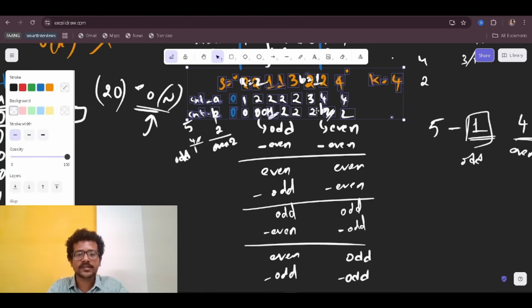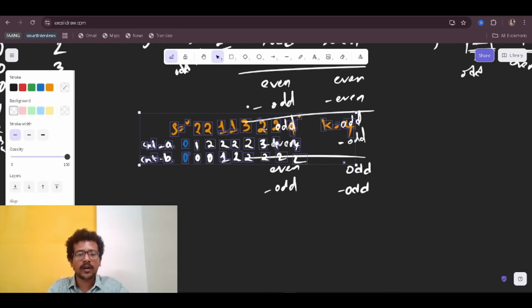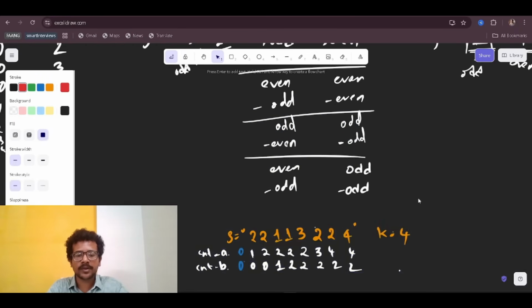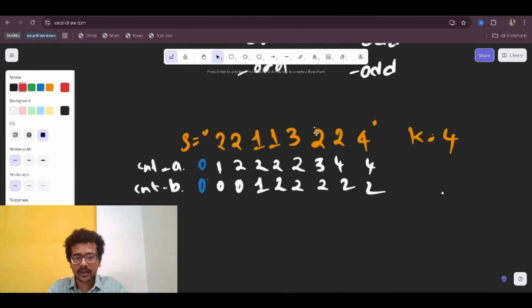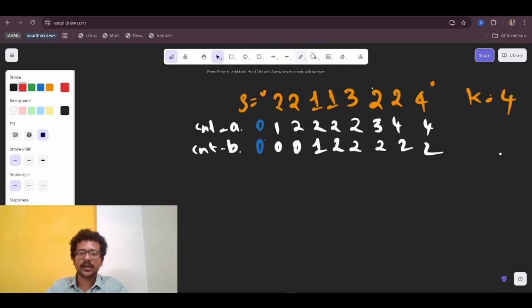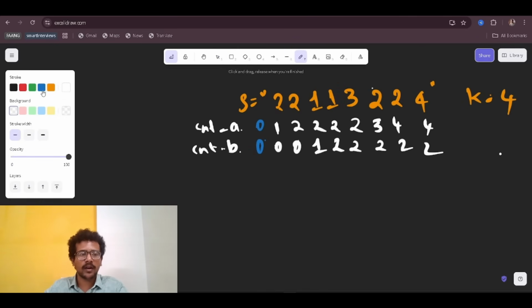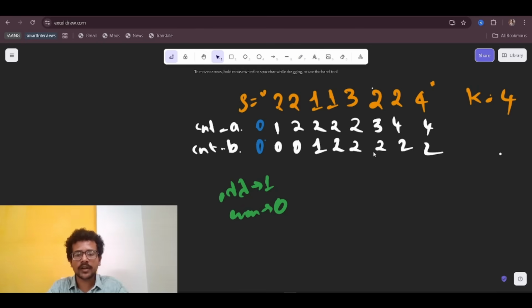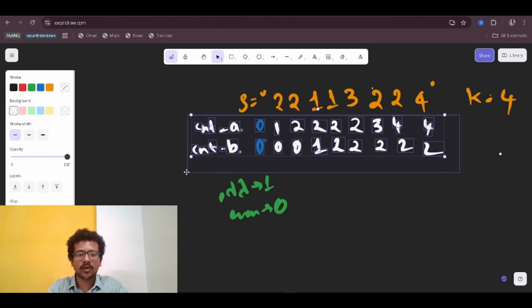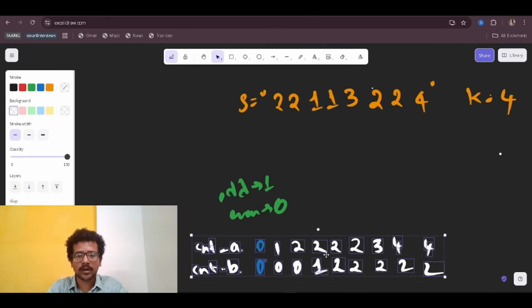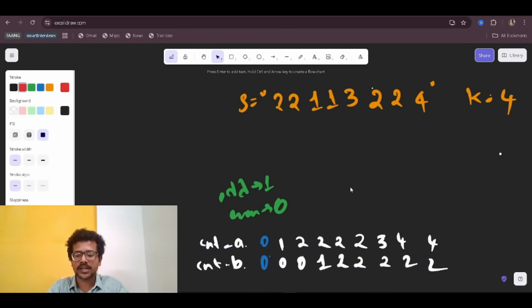I will tell you what this parity is. I am representing odd as 1. I'll write it. Now odd, I'm representing it as 1. Even, I'm representing it as 0. Now if I do the same thing here, count A and count B, I'm just dragging over here, and let me just change it.